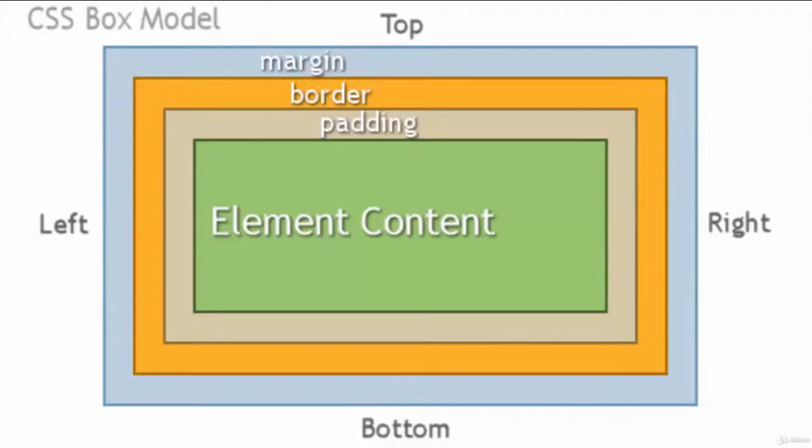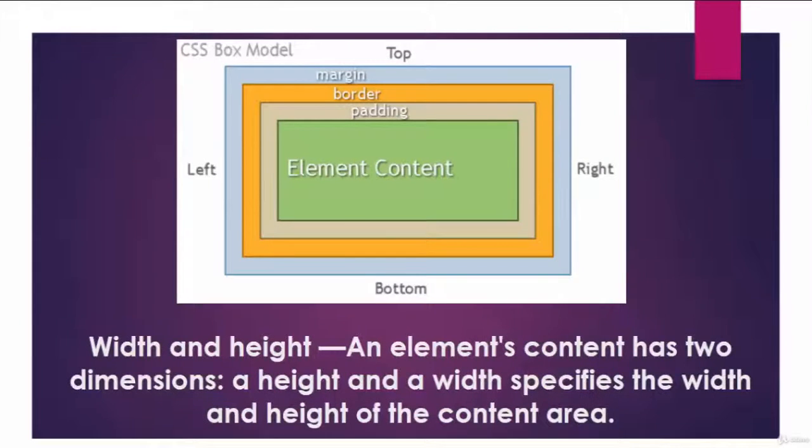This is the pictorial view of the box model. We have the content in the middle, the padding, the border, the margin, and then the top, right, bottom, and left directions. So the width and the height. An element's content has two dimensions. A height and the width specifies the width and height of the content area. So the width is from the left to right, while the height is from top to bottom.